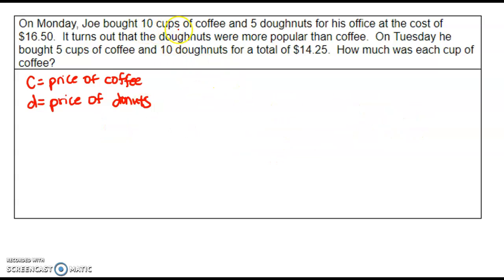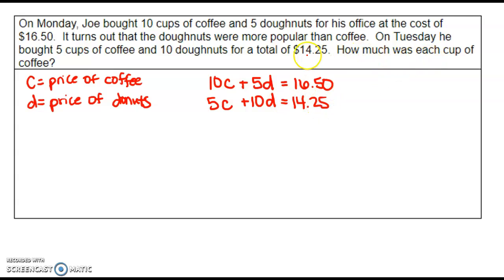So my first one, 10 cups of coffee and 5 donuts. So that's 10 cups of coffee plus 5 donuts equals $16.50. And on Tuesday, he had 5 cups of coffee and 10 donuts for $14.25. Now, this question only asks me about the cups of coffee. It doesn't ask me about the donuts. So to save me some time, I want the donuts to cancel out. So I'm just solving for C. And this is a perfect elimination problem.